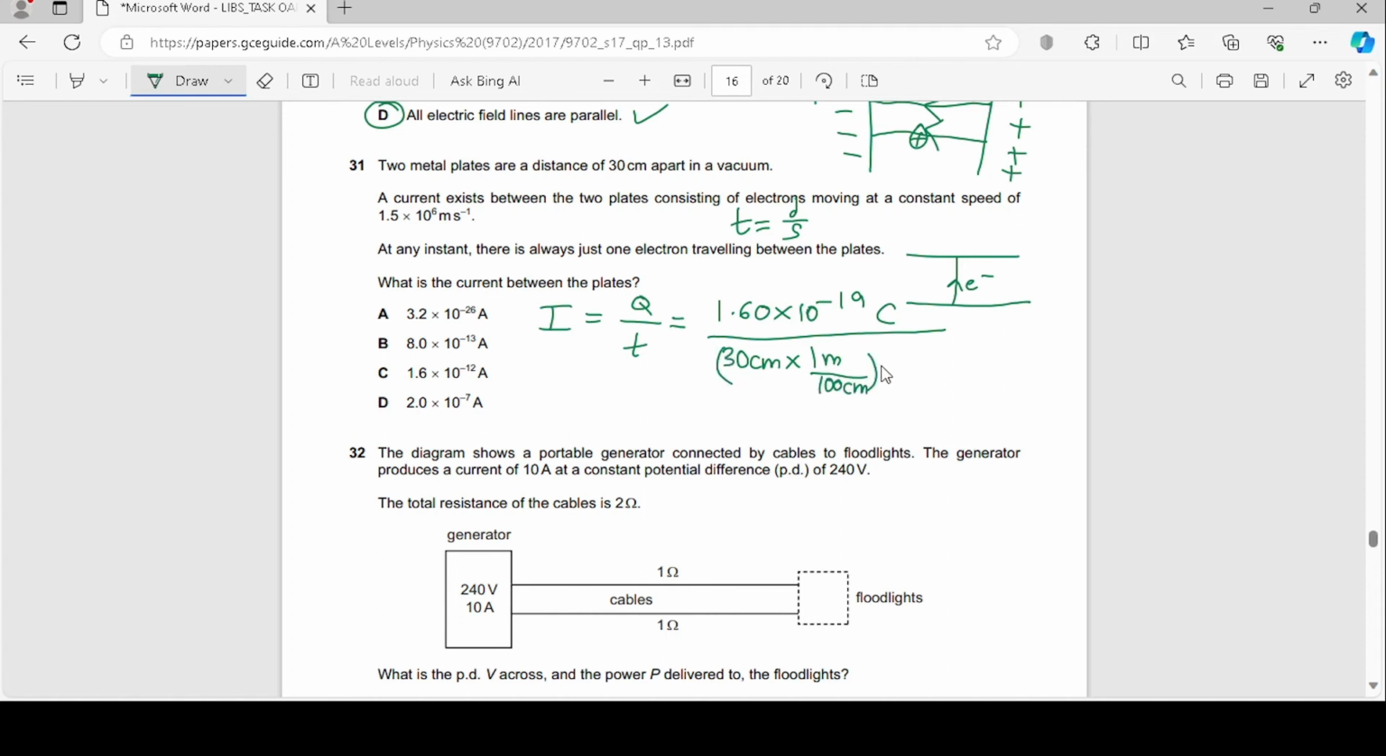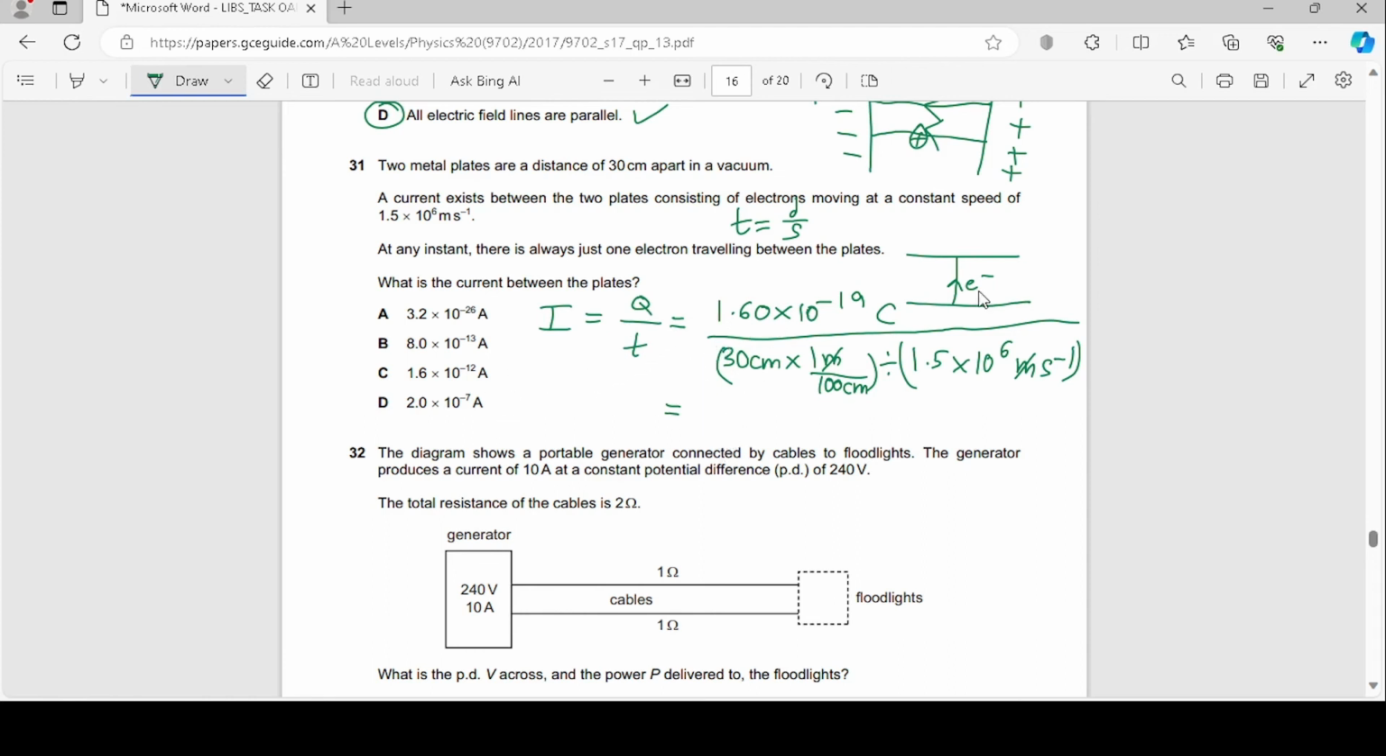And then divide that by the speed, which is 1.5 into 10 to the power of 6 meters per second. So the meters and meters cancel out. Then you have per second, so that goes to the numerator. So we have coulombs per second, which is the correct unit for current. Coulomb per second is equivalent to amperes.